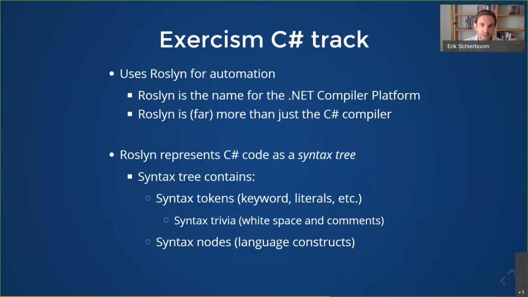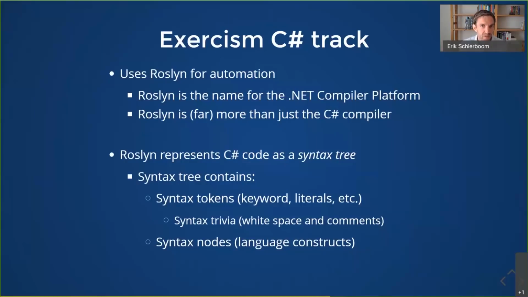And the thing that Roslyn gives us that we are interested in is not the compiler, but the parsing of C# source code. So Roslyn gives us a way of taking C# source code, parsing it, and it will then return a syntax tree, which is a fully typed way of working with C# code. So we can parse C# code and then work with it in C# code.